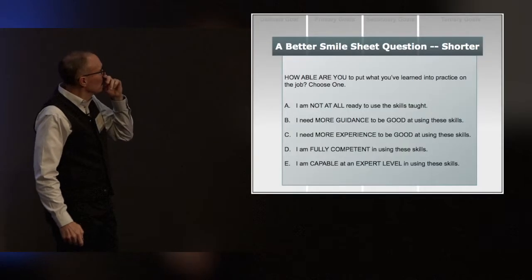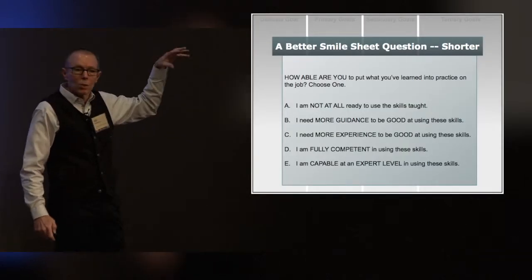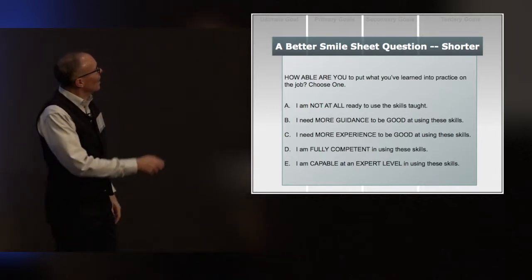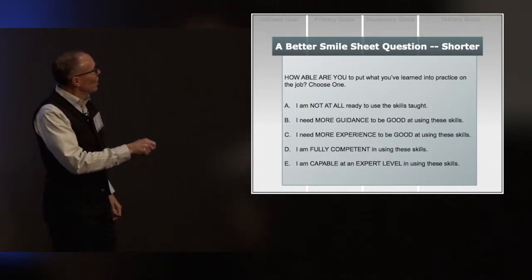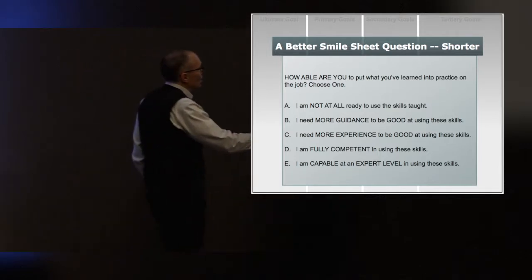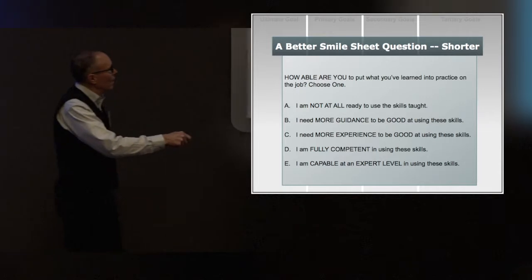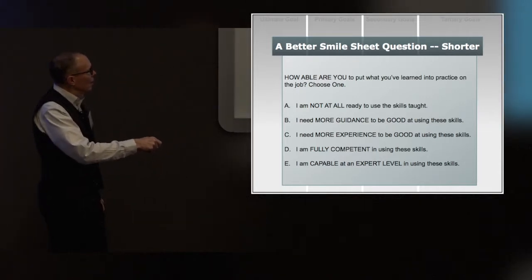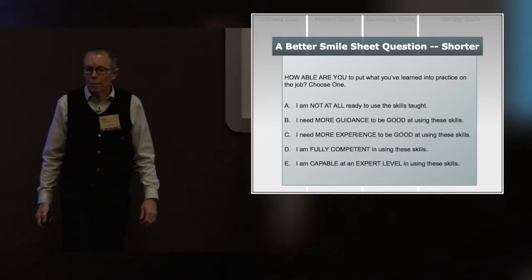Let me show you another question. Same question, but written with shorter words. How able are you to put what you've learned into practice on the job? Choose one. I'm not at all able. I'm not at all ready to use the skills. I need more guidance to be good. I need more experience to be good. I'm fully competent, capable at an expert level.